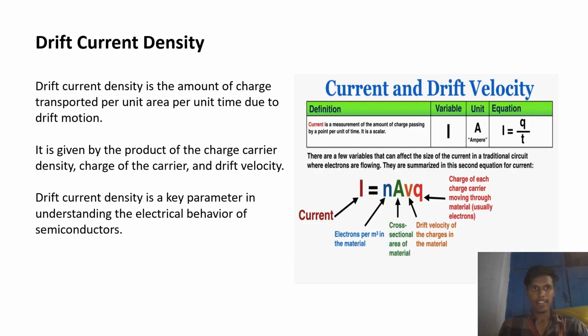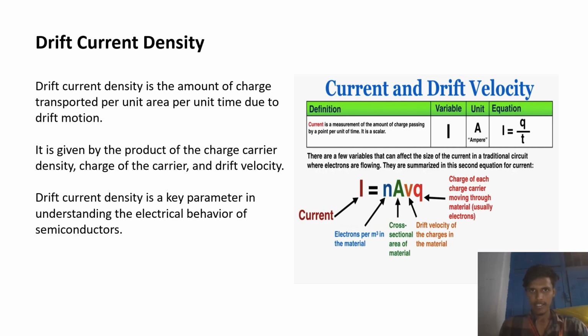Drift current density. Drift current density is the amount of charge transported per unit area per unit time due to the drift motion. It is given by the product of charge carrier density, charge of carriers, and drift velocity. Drift current density is a key parameter in understanding the electrical behavior of semiconductors.